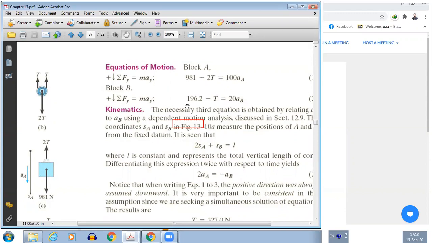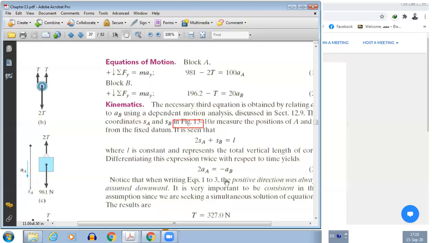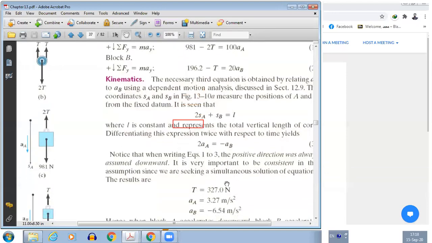So here we have two equations with three unknowns. Acceleration of A is unknown, acceleration of B is unknown, and the tension in the rod is unknown. Then you can have another equation between AA and AB. So we have three equations and three unknowns. So we can actually find the three variables, T, AA, and AB.